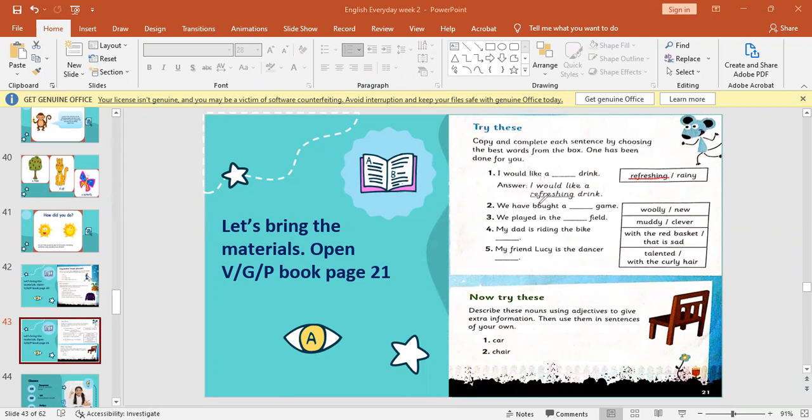Number two, we have bought a dash game. Is it a woolly game or a new game? We have bought a new game. We played in the dash field. Of course, we played where? In the muddy field, because a field can't be clever.